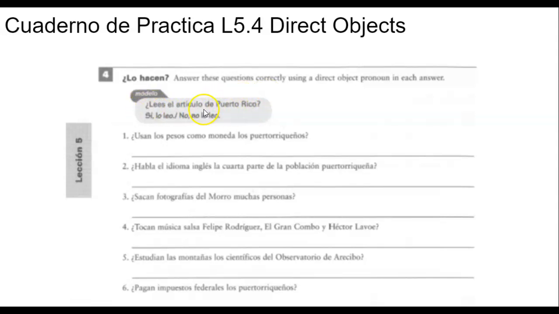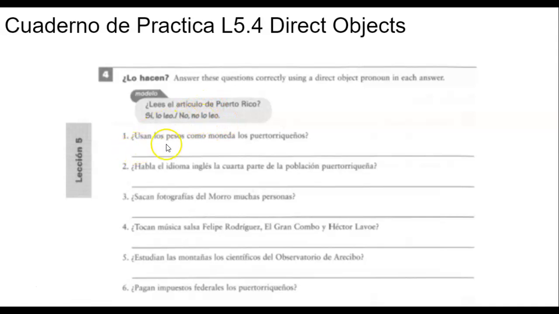So did you read the article? Sí, I read it. Okay, so see what's happening there? Sí, lo leo. Or no, no lo leo. In other words, when we read this in English, we're going, yes, I read it. No, I did not read it.